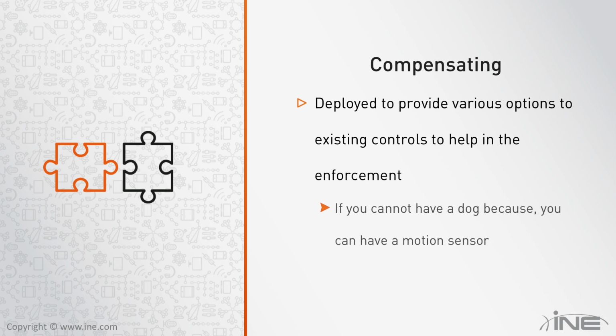And we have the compensating access controls. These are deployed to provide alternative options to existing controls to help them in the enforcement of access controls. Think about this example. What if you want to have a dog in order to detect if someone is trying to break into your house, but you cannot have the dog? You need to look for something else with the same functionality. You can use a motion detector to do the same thing. Anything that can compensate for the same functionality of another control can be under the compensating access control.